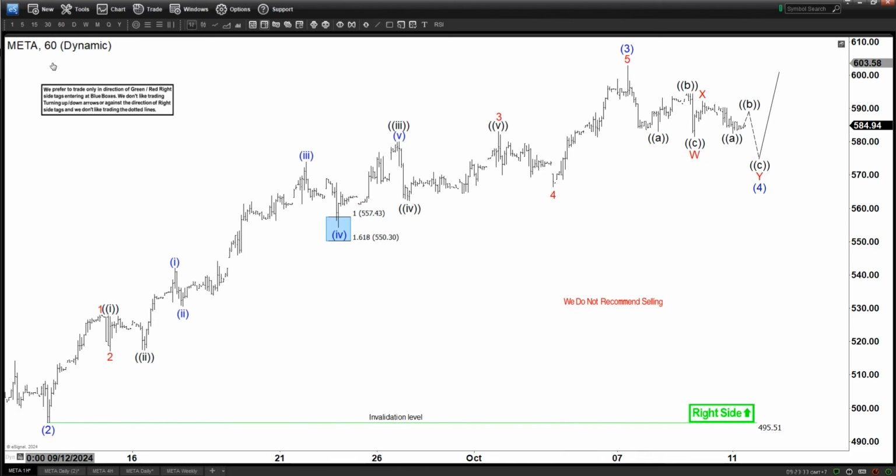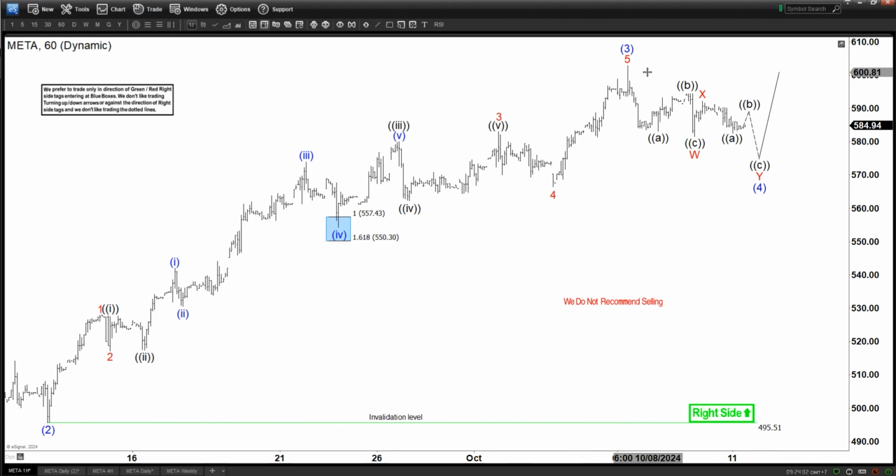So this is the chart of Meta, 60 minutes time frame, previously known as Facebook, and we can see right here we ended with 2 intermediate degree at 495. And then we got a rally that ended here. We're calling this a wave 3, right? So it's a 5 waves rally. Then we can see the subdivision of that wave 3 subdivides into 5 waves.